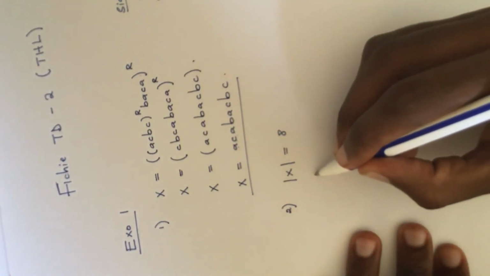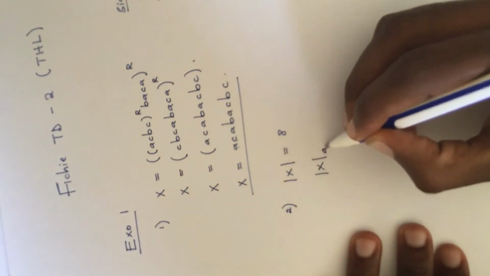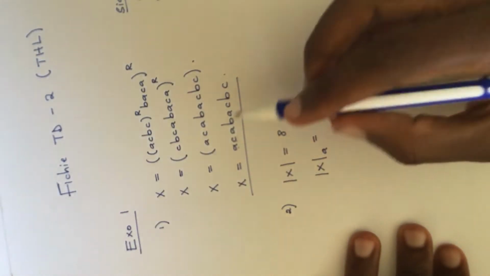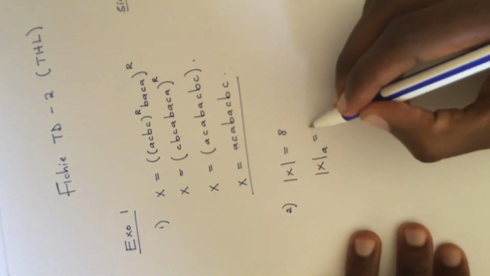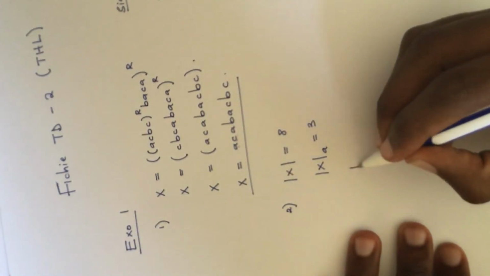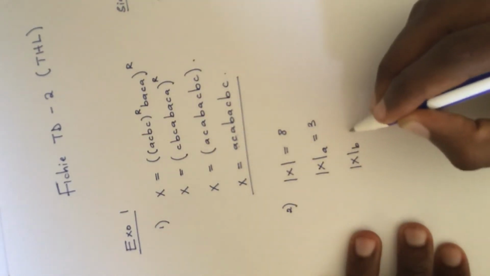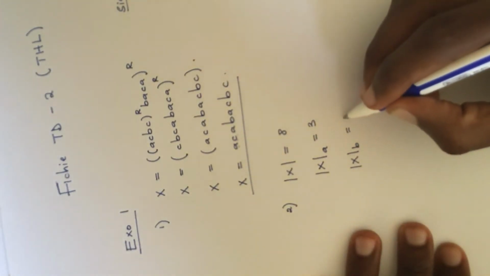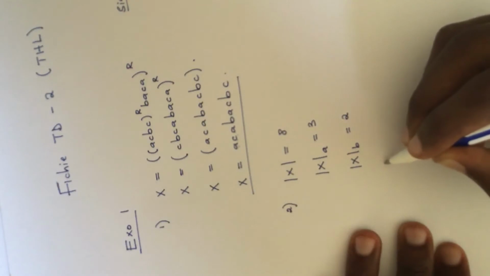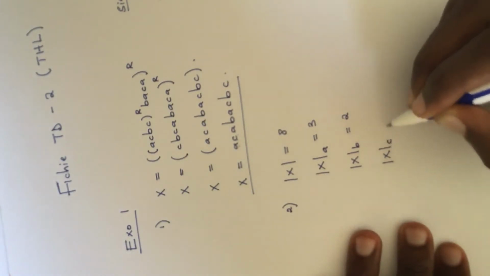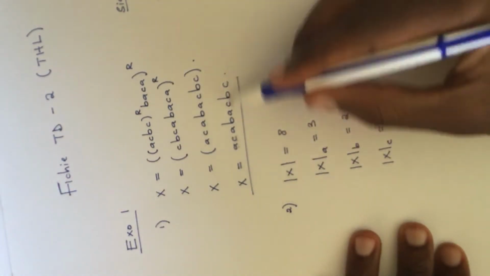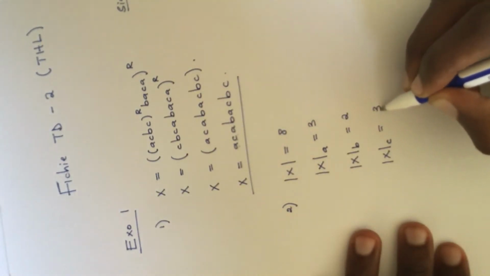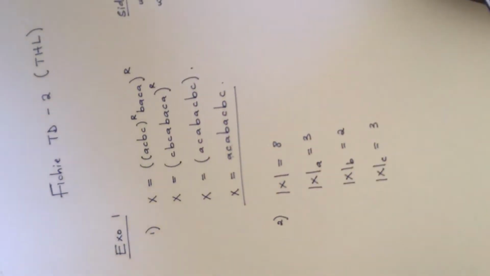Now the next part, they're asking us to give this x, A. This simply means find the number of A's in the string x, and when I count the A's, there are 3. The next part is asking for this, and when I count the number of B's in the string x, that is 2. And finally, the last part is asking for this. And when I count the number of C's in the string, of course, that is 3. Okay, so we are doing well so far.